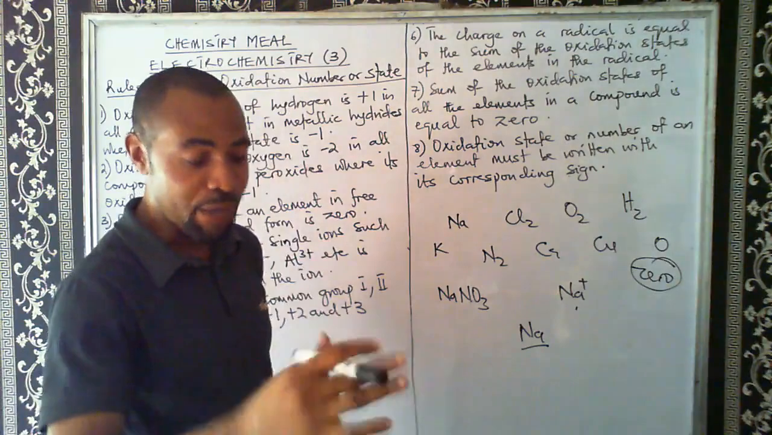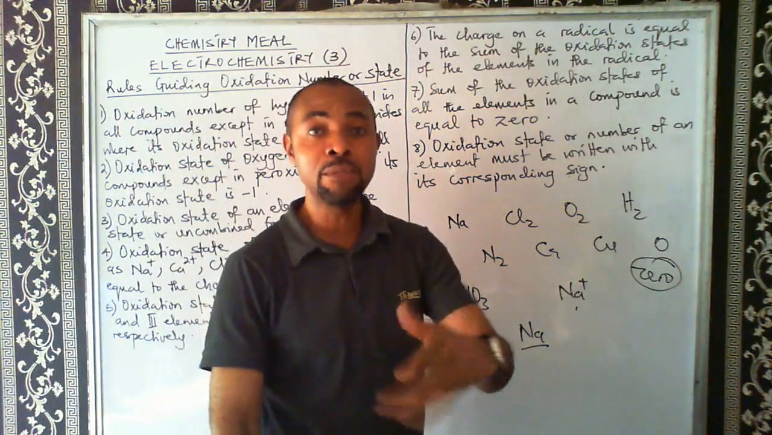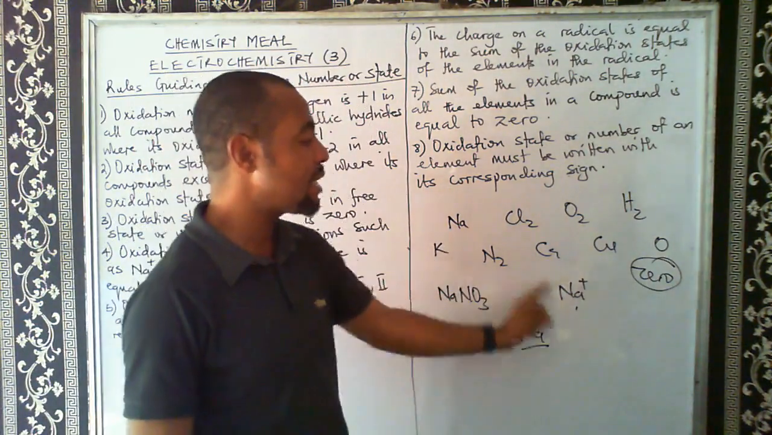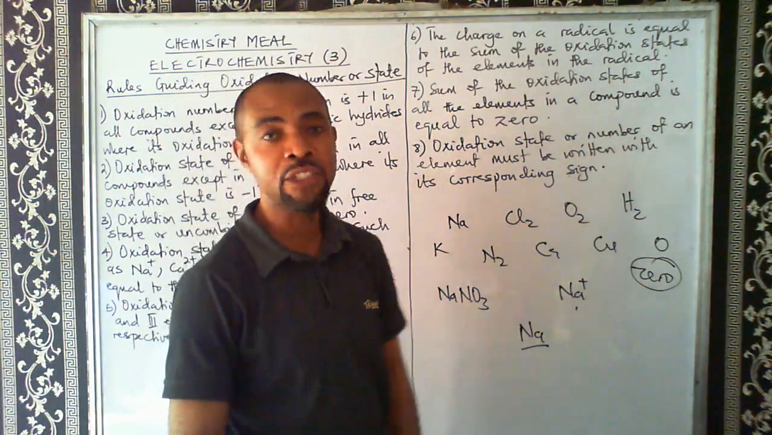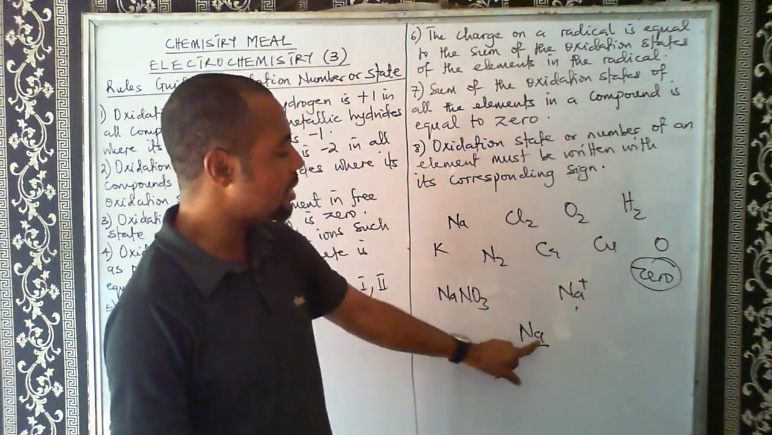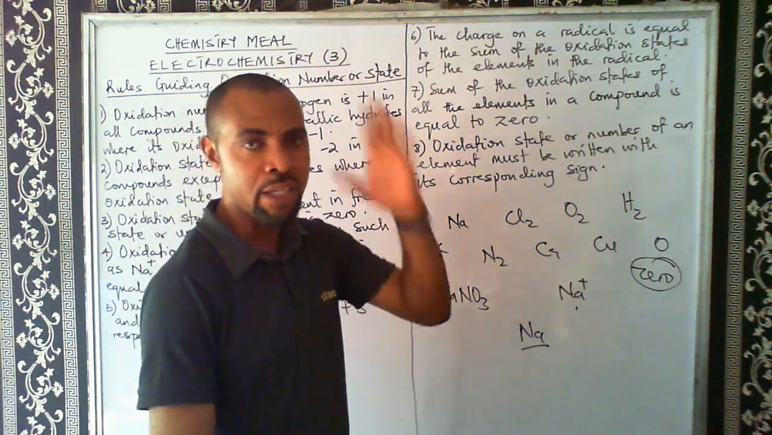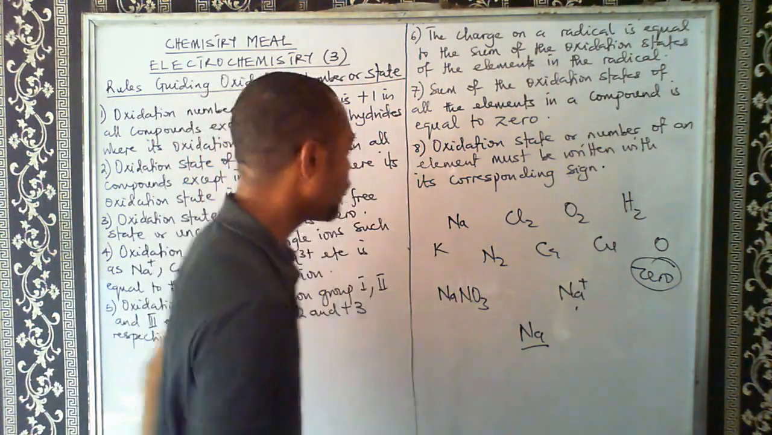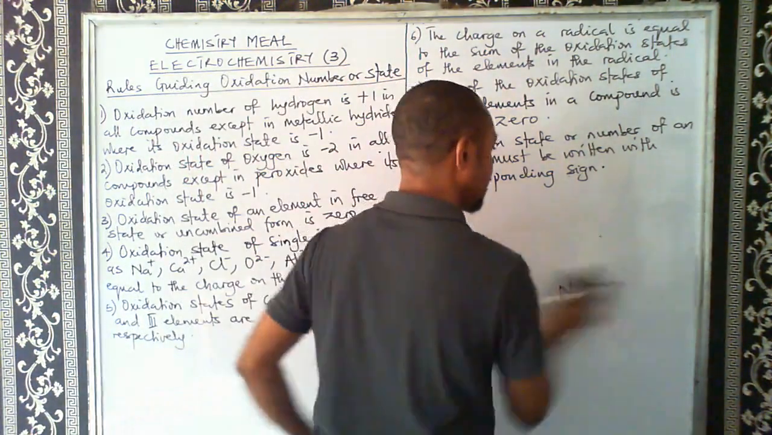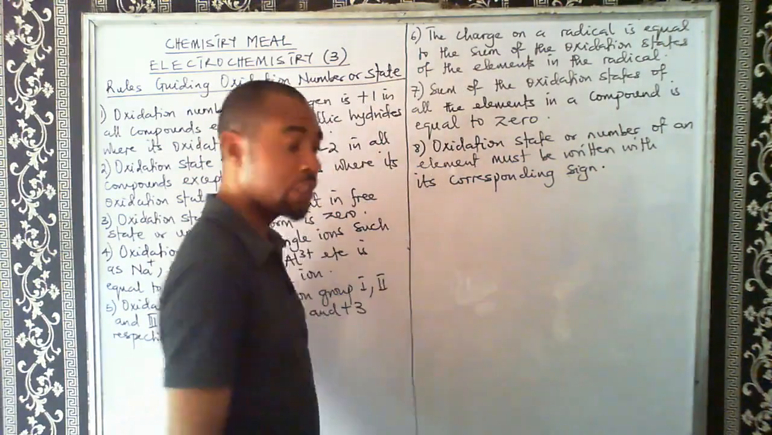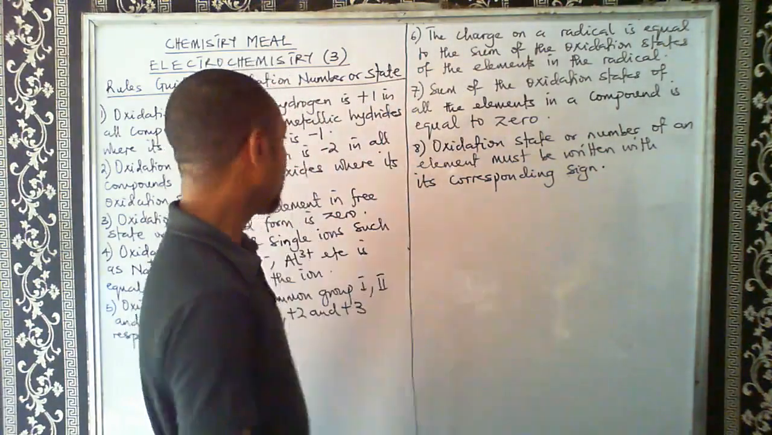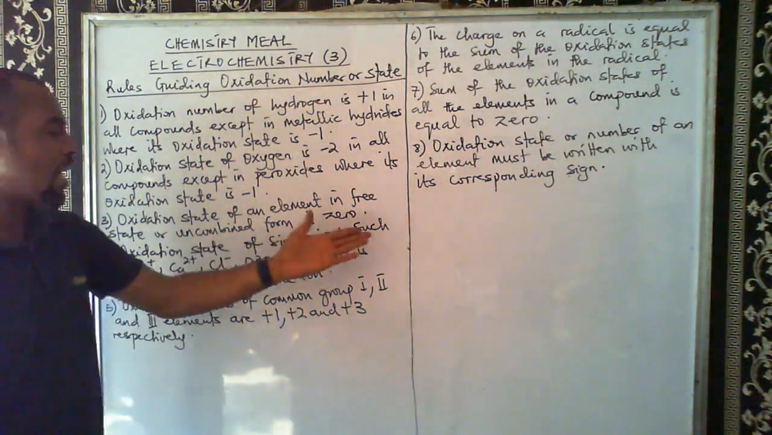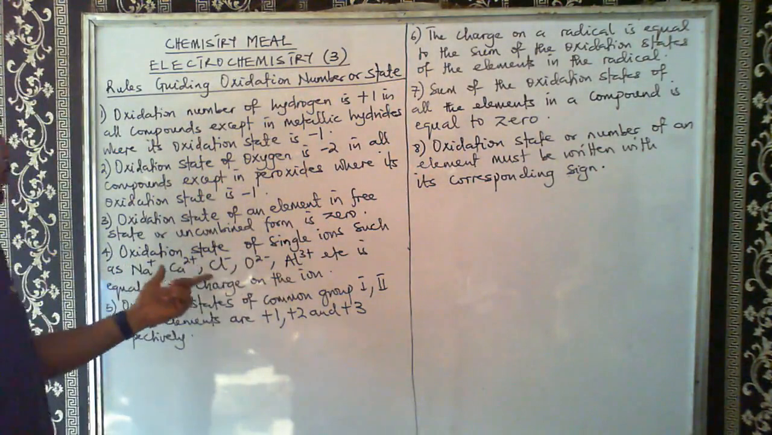So you now know what we mean by an element being free, or an element being in a state of not combining with other elements. When you see an element standing alone but it carries charge, that element is not free. But when an element exists as an atom or as a molecule separately, that element is free. When an element is inside a compound, that element is not free. And we say that when an element is free, the oxidation state of that element will be 0.